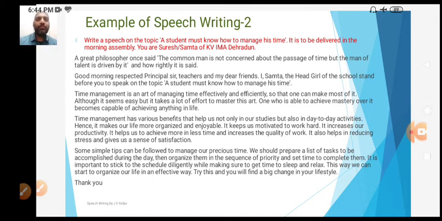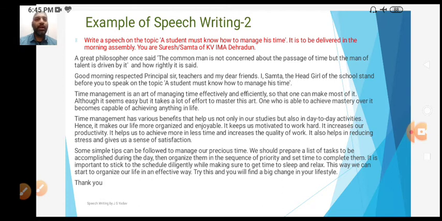A great philosopher once said, the common man is not concerned about the passage of time, but the man of talent is driven by it. And how rightly it is said. Good morning, respected principal sir, teachers, and my dear friends. I, Shamta, the head girl of the school, stand before you to speak on the topic: a student must know how to manage his time.